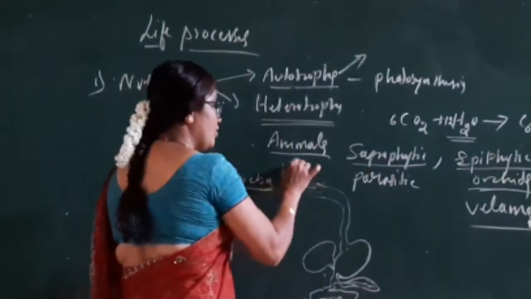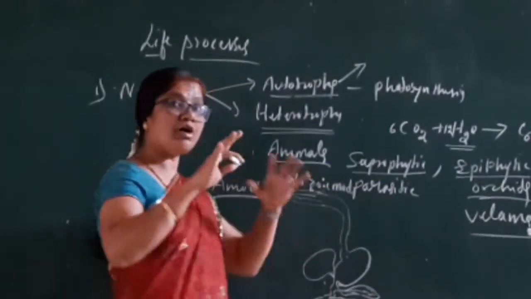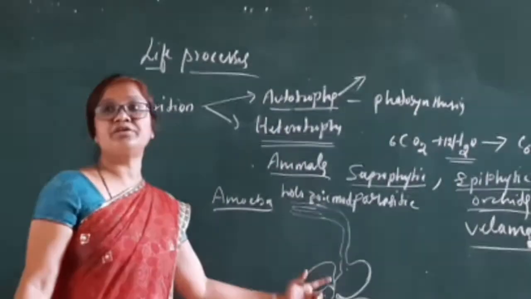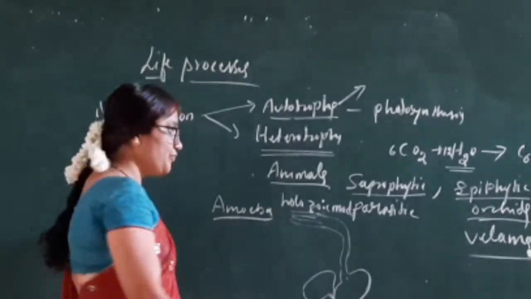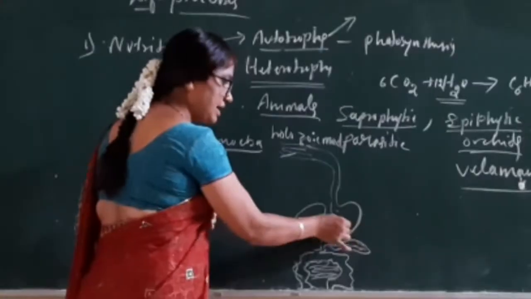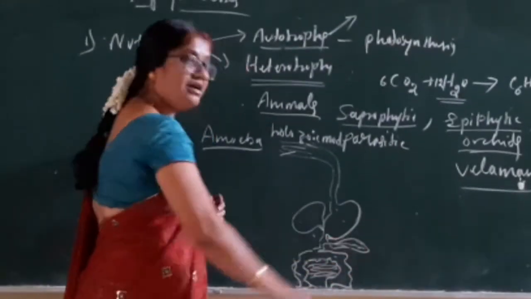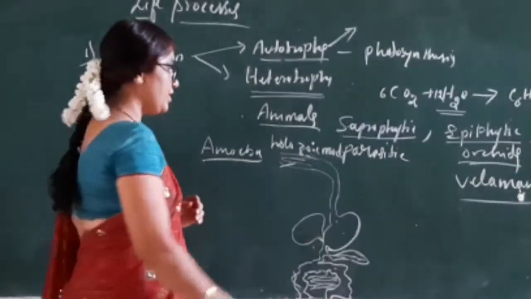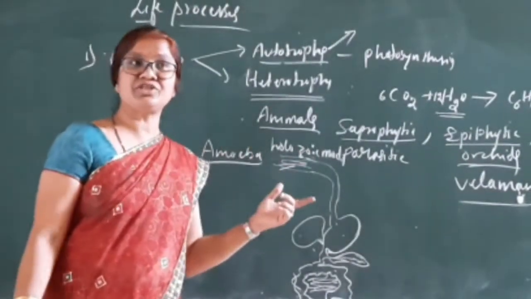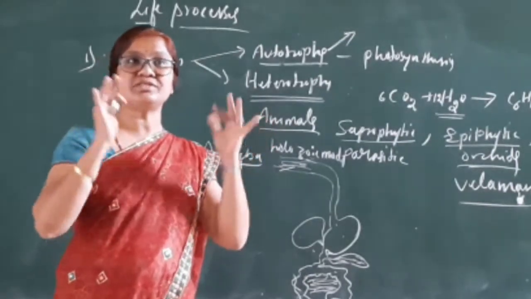That is holozoic mode of nutrition. That means a complex organ system is found in human beings in order to complete the digestion. What are those? Mouth, esophagus, stomach, liver, pancreas, small intestine and large intestine. Now when we take the food by the chewing process, we can convert the complex food into simpler.